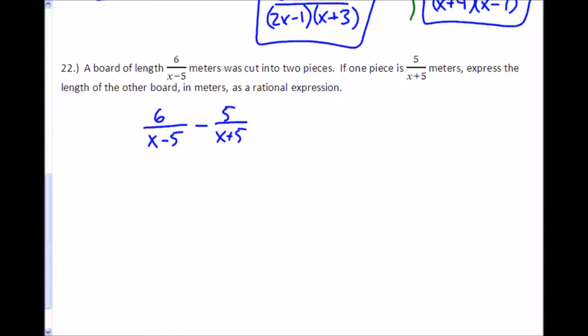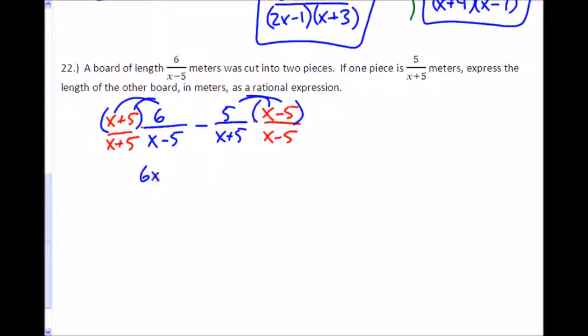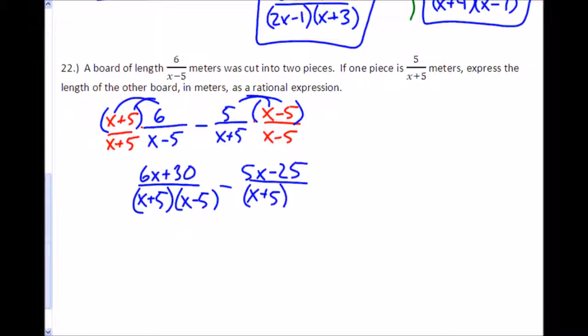Okay, so now this is just a subtraction problem. I need common denominators. Here I've got to multiply this by the x plus 5 over x plus 5. This one, the x minus 5 over x minus 5. Again, just give each denominator what the other one has. So here I'm going to distribute. Here I'm also going to distribute. That's going to be a 6x plus 30 over the x plus 5, x minus 5. Here that's going to be 5x minus 25 over the x plus 5, x minus 5.